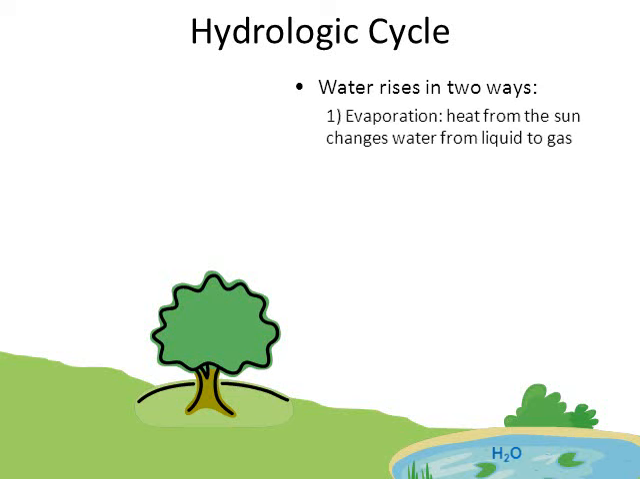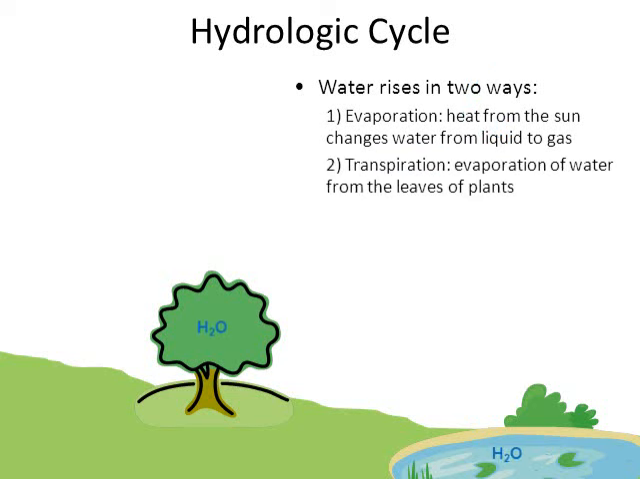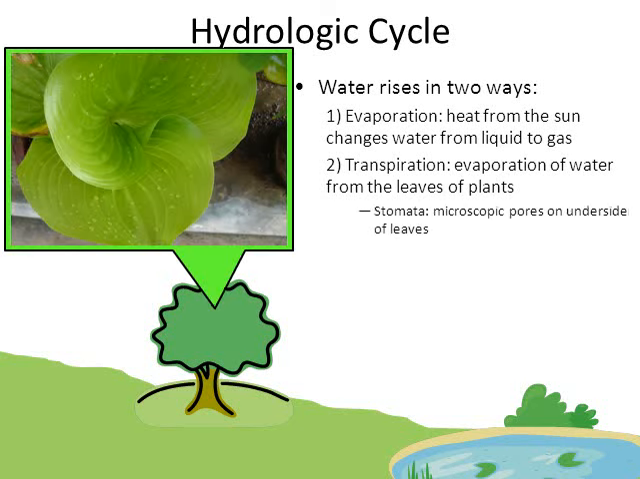Water rises into the air in two ways. One, the most obvious, is evaporation. Heat from the sun causes water vapor to rise into the air. So liquid from the pond, liquid water, turns into a vapor and rises into the air. A second way that water rises into the air is through what's called transpiration. Plants will lose water through their leaves. That's what transpiration is.